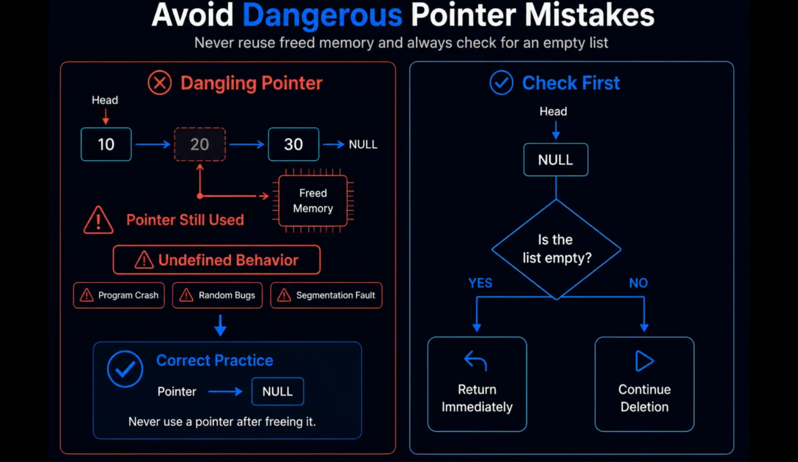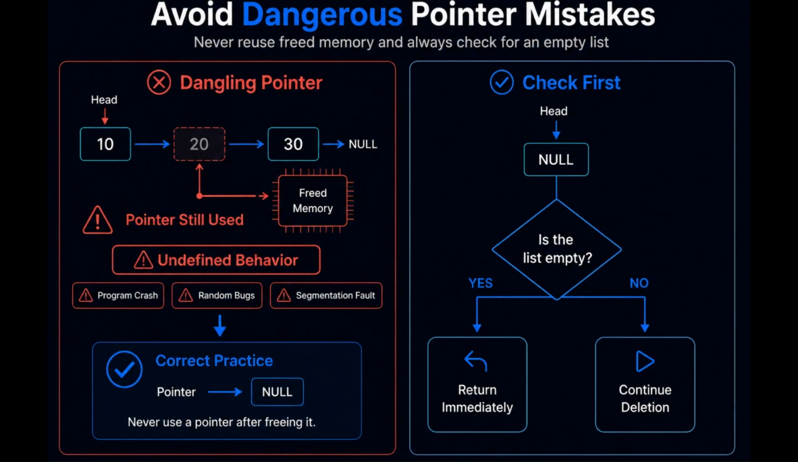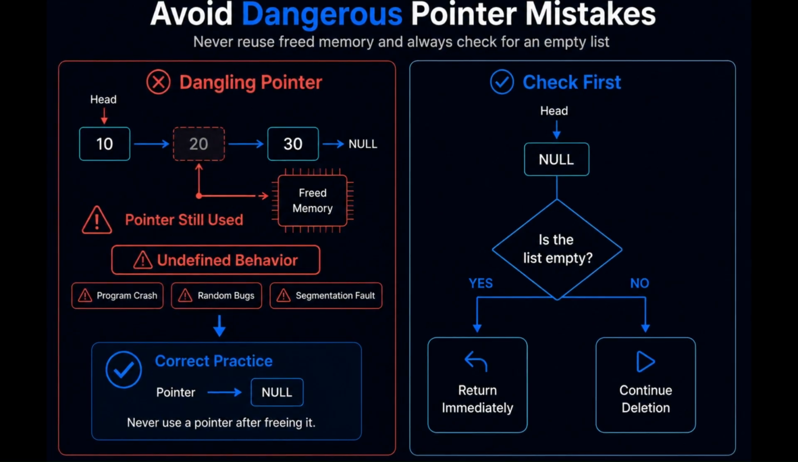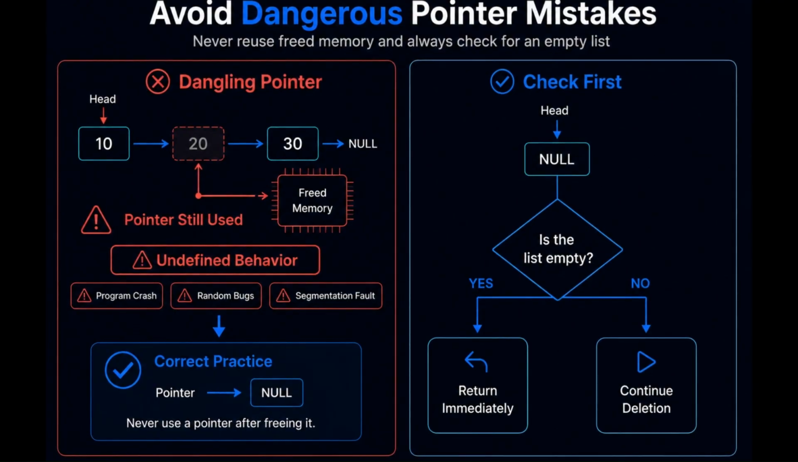That's why every deletion function should begin by asking one simple question. Does the linked list actually exist? If the answer is no, the function simply returns without doing anything. Sometimes the safest operation is doing nothing at all.